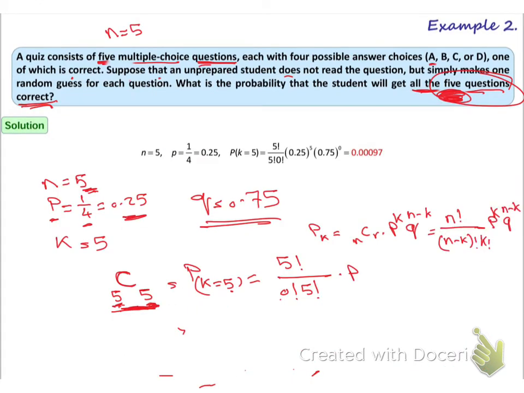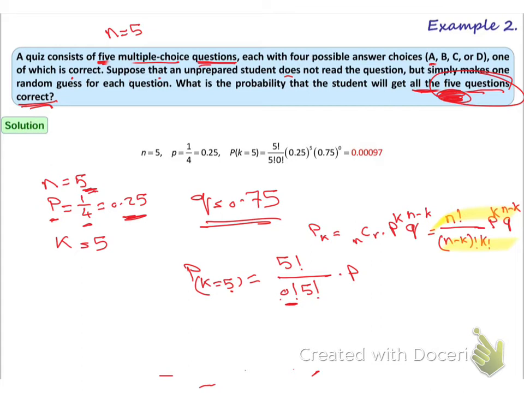Okay, so I have just written the formula here. It will be n factorial, which is 5 factorial, over n minus k, which is 5 minus 5 equals 0. Okay, we don't need to write this one now because we have the formula already. 5 minus 5 equals 0.